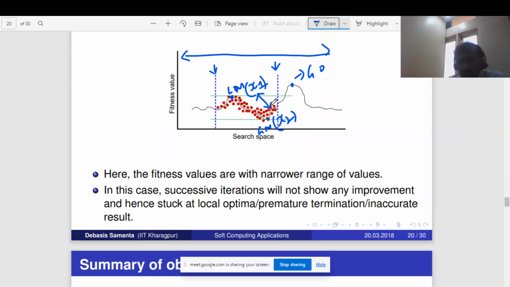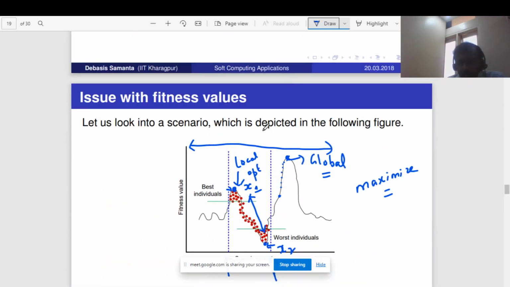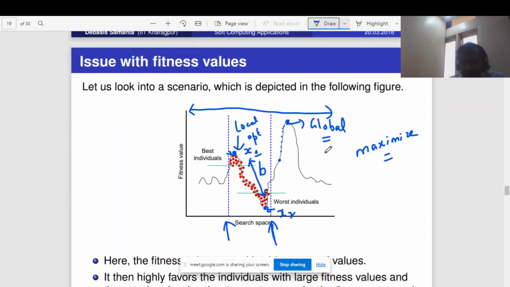Let us assume this x1 and x2 range is a, and this x1 and x2 range is b. So which is bigger? B is bigger or a is bigger? B is bigger, right? So there b is larger than a, which means that here this range is very high. I mean this point is at the top and this point is at the bottom.